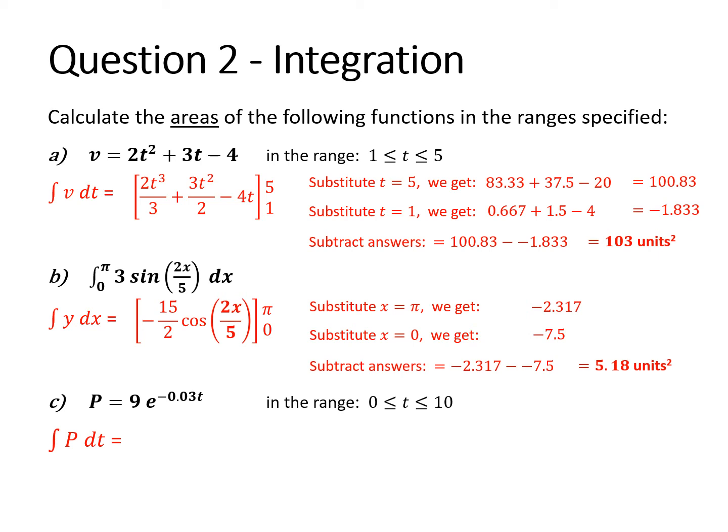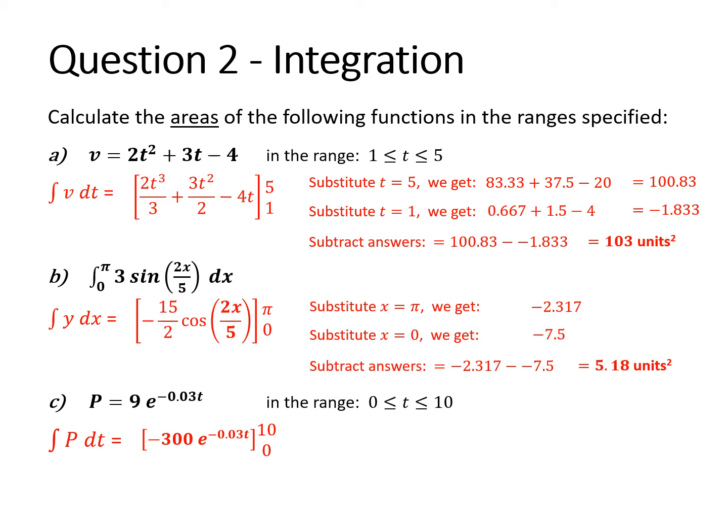equals, now when you integrate this, most of it stays the same, except you've got to divide the number in front by the number in the power. So we're dividing 9 by minus 0.03. And when you do that, you get minus 300. So it's minus 300 e to the minus 0.03t. We put that in square brackets because it's been integrated. You put your limits at the end, 10 and 0.